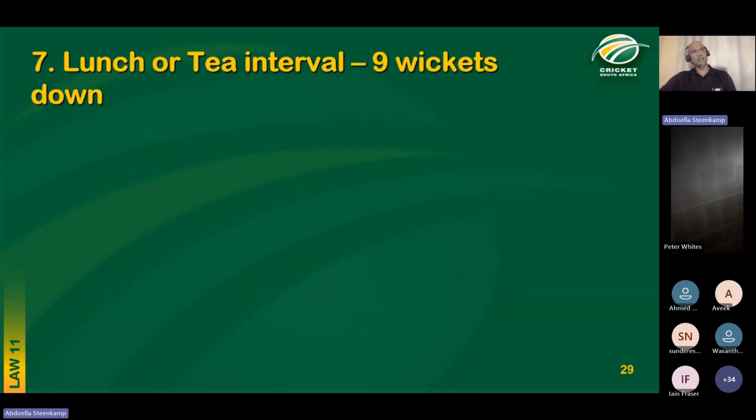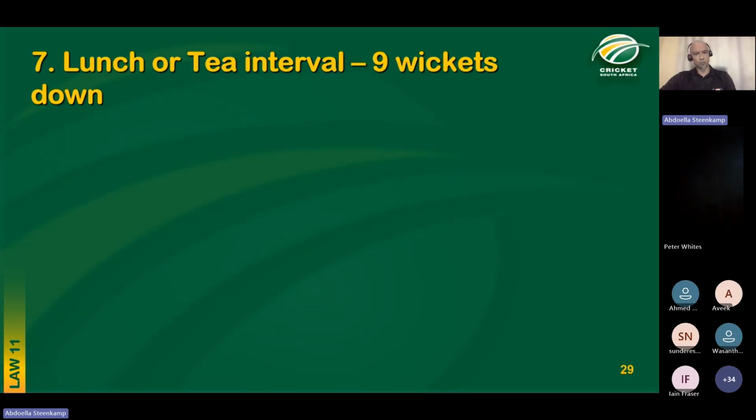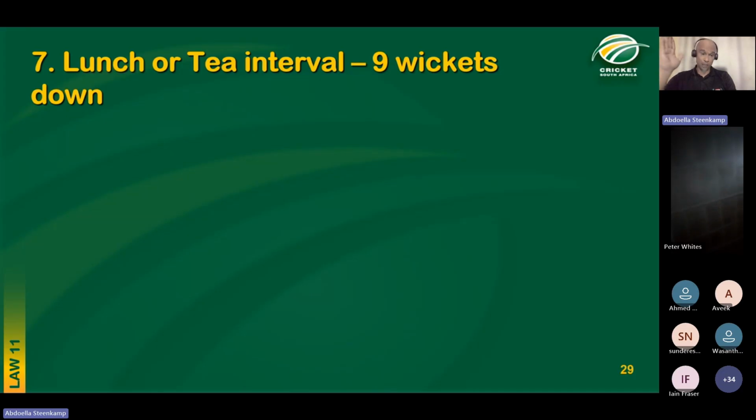There is more flexibility that the lawmakers brought in when it comes to our lunch or tea interval, again to maximize time. This applies if a side is 9 wickets down, and the emphasis is on side, it must be 9 wickets down. It cannot be 8 down, it cannot be 7 down. If a side is 9 wickets down when we get to our lunch or tea, let's say we get to 12 o'clock and the side is 9 down, or we get to 3 o'clock for tea and the side is 9 down, the law tells us we must do the following.